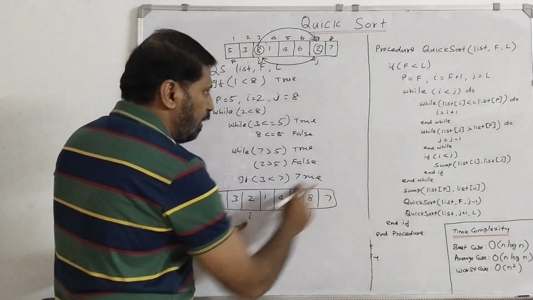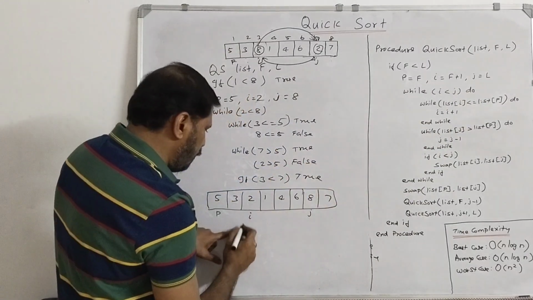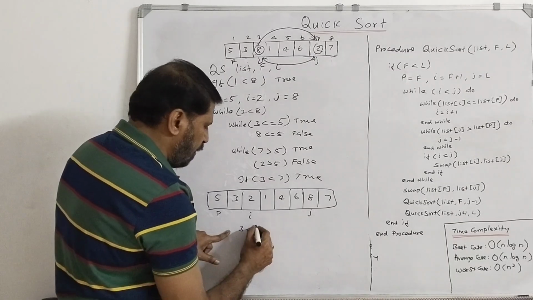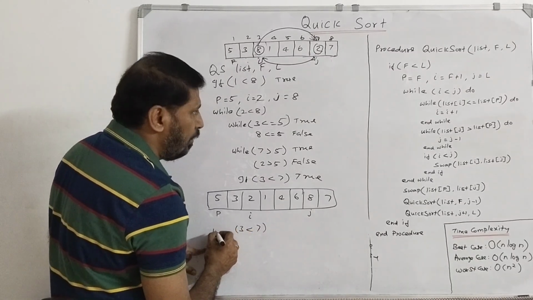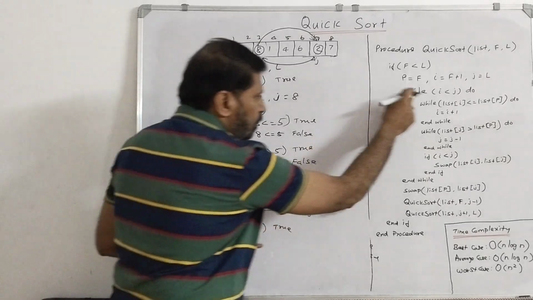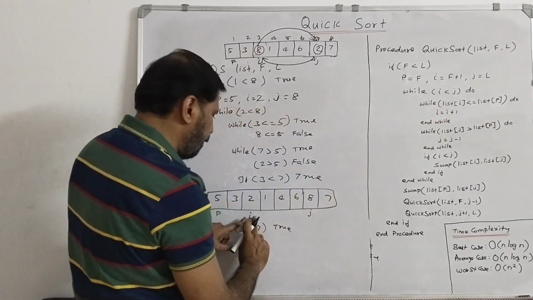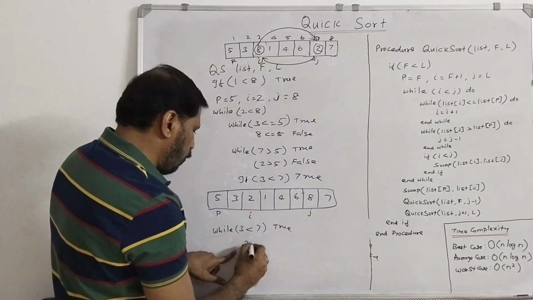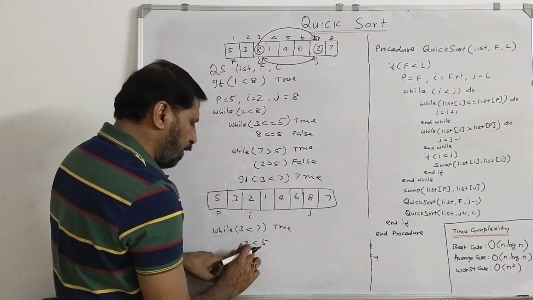So what is I value here? In this while, I value is 3. Third position. 3 less than 7. Condition true. While 3 less than 7 it is true. True means it comes inside. So it takes again I less than or equal to p. What is I value? 2 less than or equal to p. P is 5. Okay.